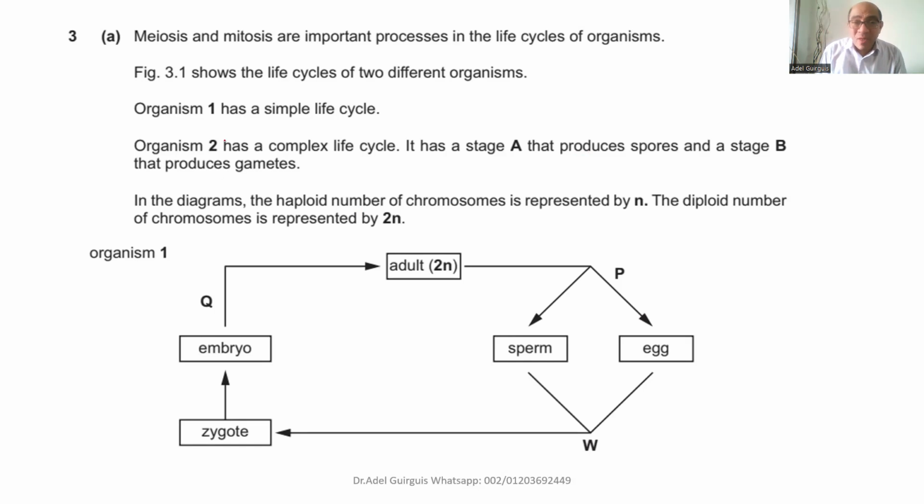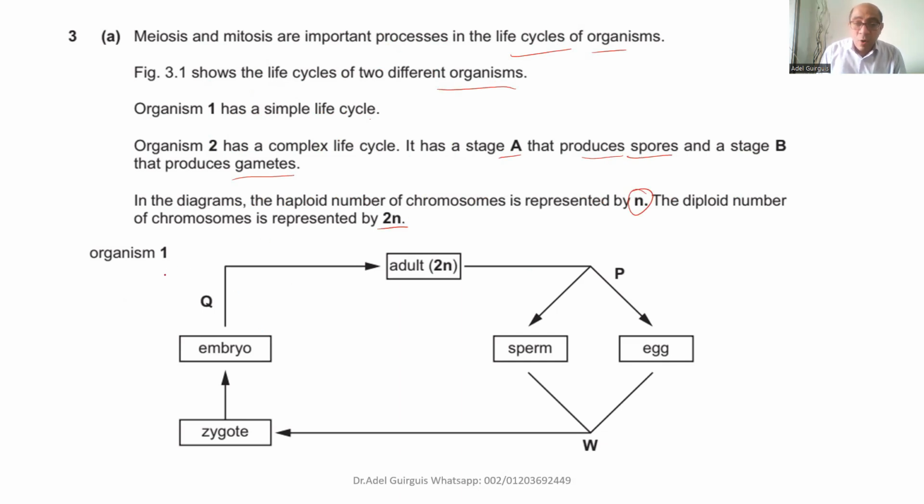Now question 3. Meiosis and mitosis are important processes in the life cycles of organisms. Figure 3.1 shows the life cycles of two different organisms. Organism 1 has a simple life cycle. Organism 2 has a complex life cycle. It has stage A that produces spores and stage B that produces gametes. In the diagram, the haploid number of chromosomes is represented by N, and the diploid number by 2N.